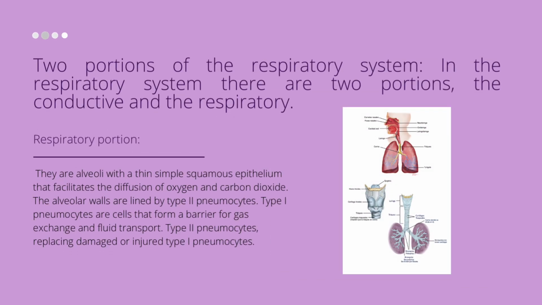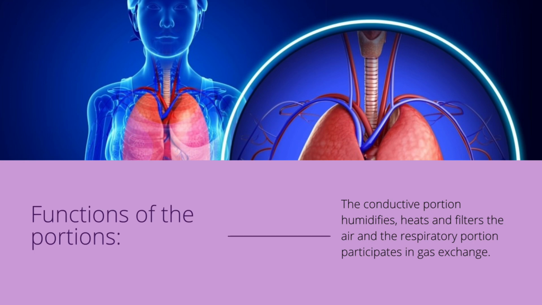Respiratory portion. The alveoli are lined with the simple squamous epithelium that facilitates the diffusion of oxygen and carbon dioxide. The alveolar walls are lined by type 2 pneumocytes, type 1 pneumocytes, and cells that perform gas exchange and fluid transport. Type 2 pneumocytes replace damaged or injured type 1 pneumocytes. Functions of the portion.